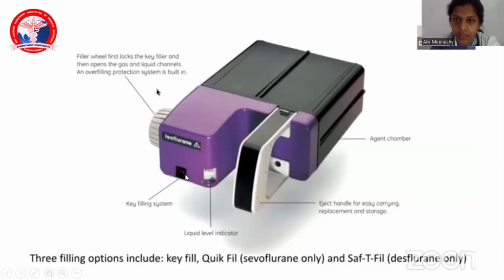So you have to open this before you are filling. This is your key fill system, like we saw in the very first vaporizer. This is a liquid level indicator to see if liquid is there or not, or when it is time for refilling. This is the agent chamber. This is the eject handle for holding, storing and inserting.